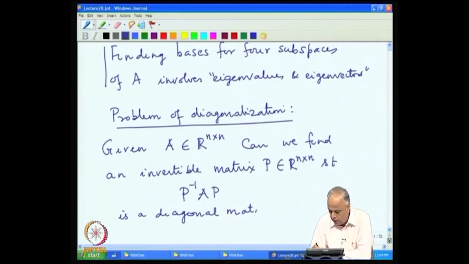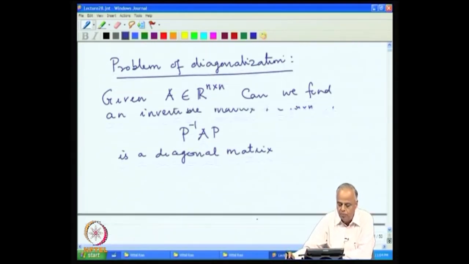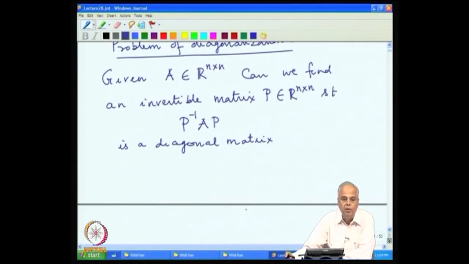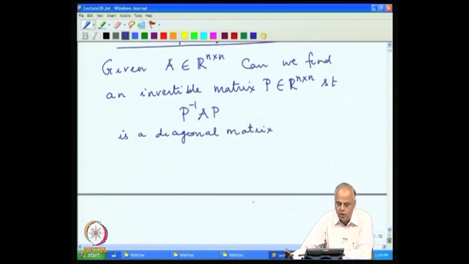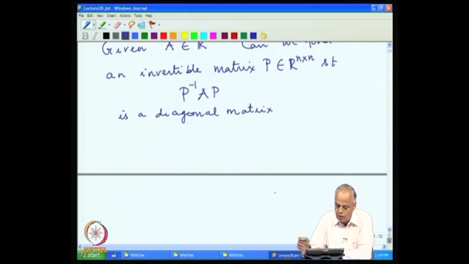We found that such a question arises from the type of change of variables that we want to introduce in a system of equations in order to reduce it to a diagonal system or an easy system. So, the question is, can we find a matrix P which converts A to a diagonal matrix by this transformation P inverse AP? Now, let us look at some examples.